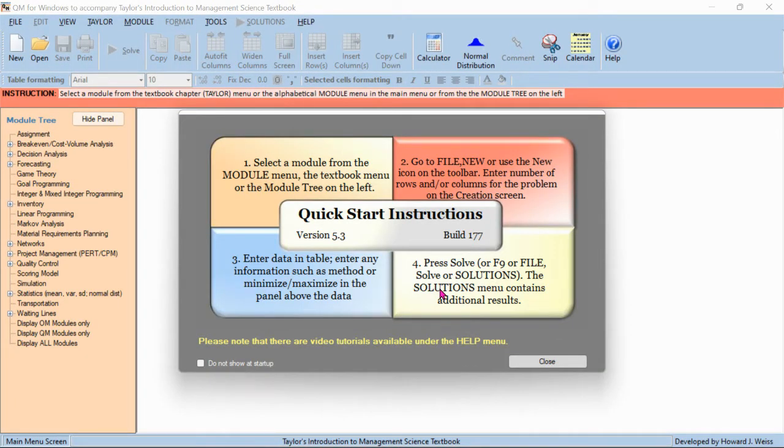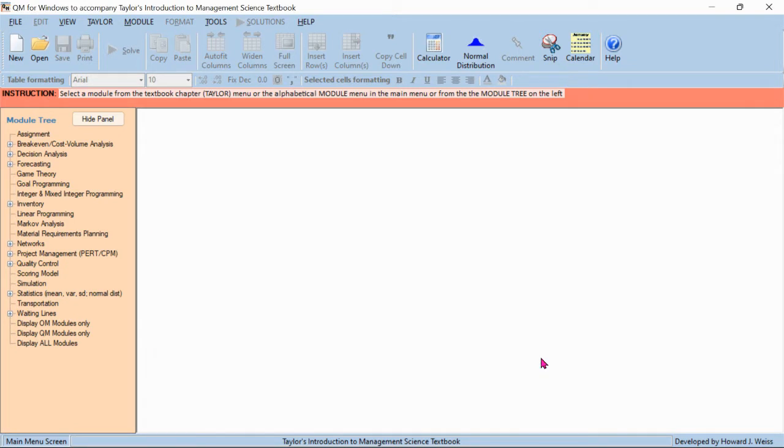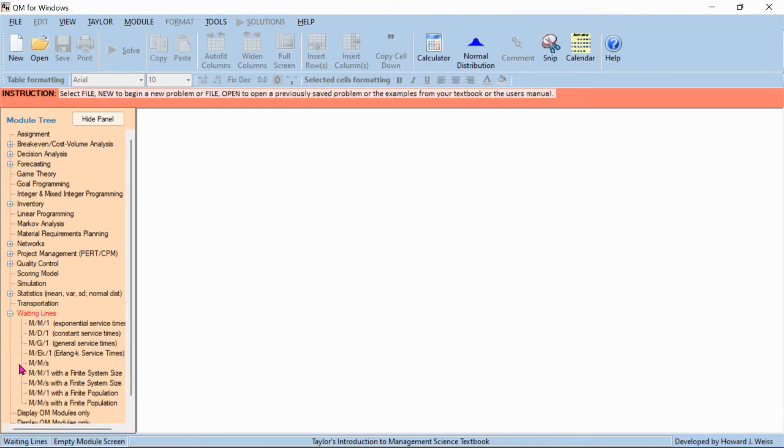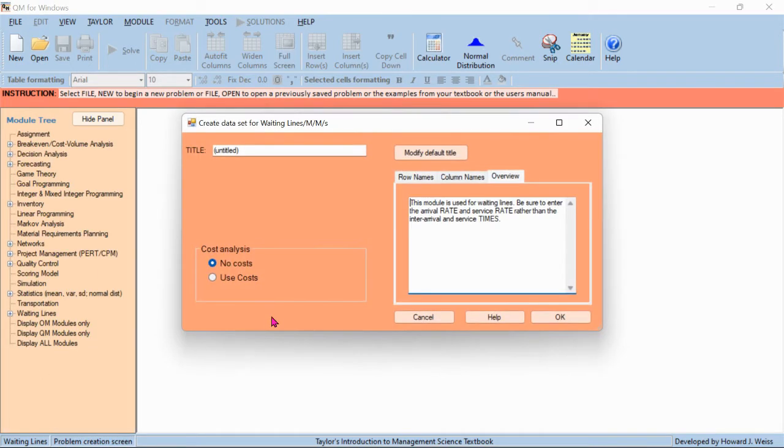And the most important point, listen here carefully, which one you should select. On the left side, there are different modules. Go to the last one, waiting lines. It may be very small on your screen, but you see waiting lines, in that M by M by S. So that one. Let me write it down here.